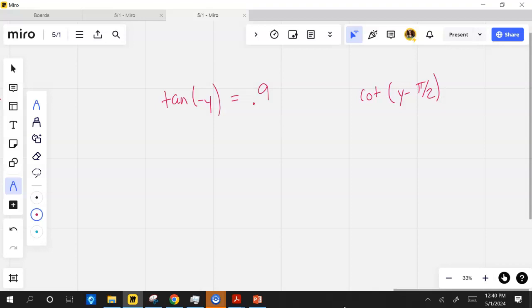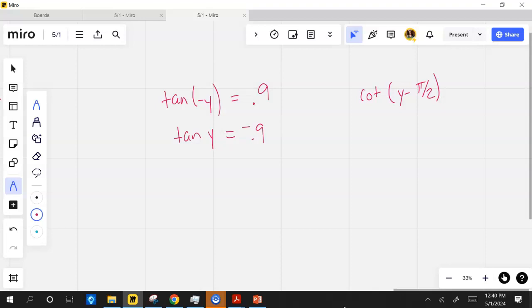What does that really mean? So the tangent of y is going to be what? Is it 0.9 or negative 0.9? Negative 0.9. That's that even odd identity. That's the first thing that I would do there. Now, cotangent of y minus pi over 2.